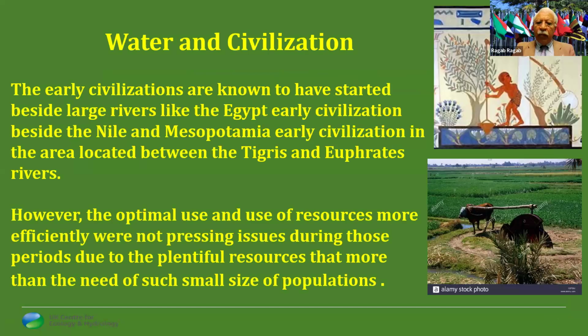And if now we go back to the early civilization, started beside rivers, like Egyptian early civilization beside the Nile, and Mesopotamia, the early civilization located by Tigris and Euphrates. However, the optimal use of resources more efficiently was not a pressing issue during those periods due to the plentiful resources, more than the need of such a small-sized population. So they were using a very simple technology using surface irrigation.